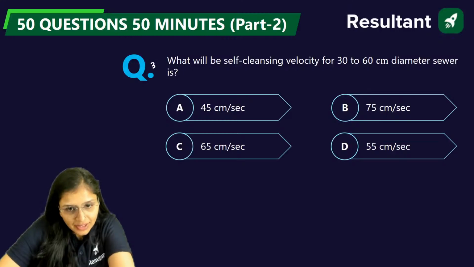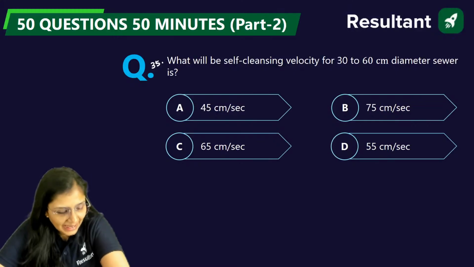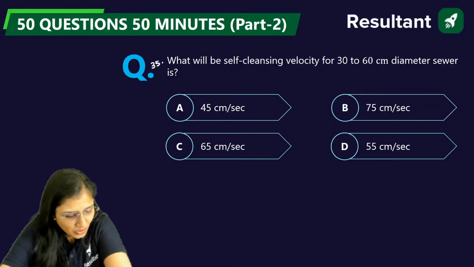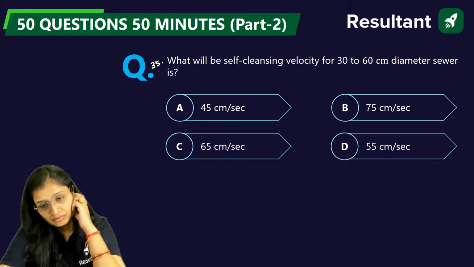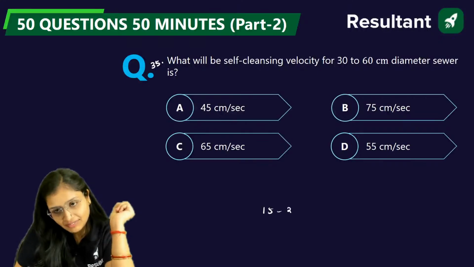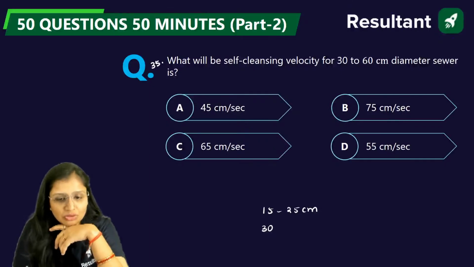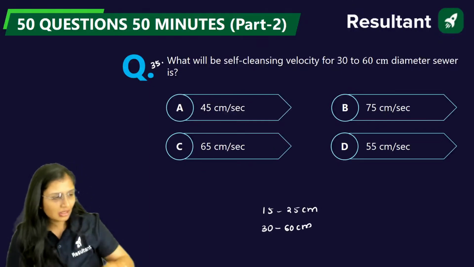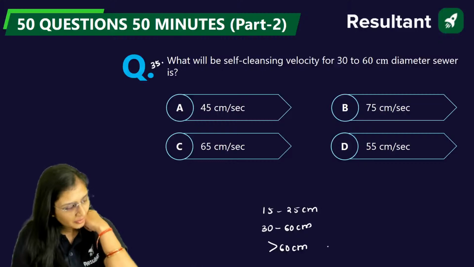Question number 35. What will be the self-cleansing velocity for 30 to 60 centimeter diameter sewer? This type of question has been asked a lot of times, so you have to keep it in mind a little. 30 to 60 centimeter. Come on, guys. It is different for different diameters. For 15 to 25 centimeter diameter of sewer, it is different. A sewer is basically a conduit which will carry the sewage from one place to another. 30 to 60 centimeter it is another, and above 60 centimeter you will have a different self-cleansing velocity. Which one will be your answer?